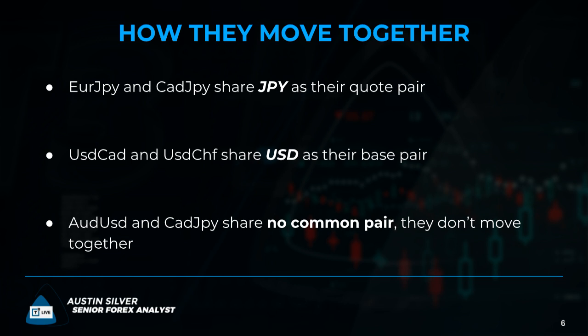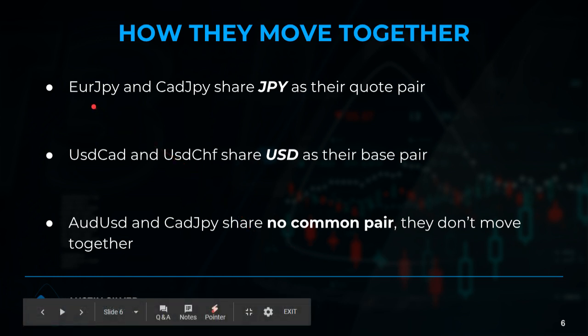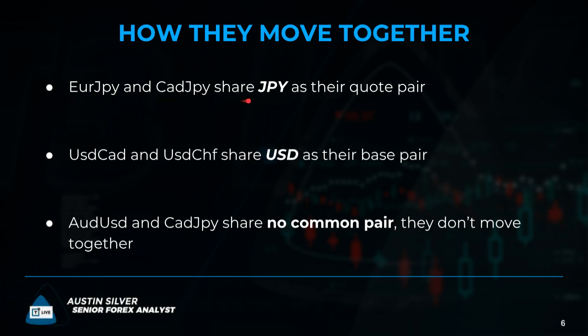That's where we get down into it, right? Today, and I'm going to go over this example with you in a second, you have Euro JPY and CAD JPY sharing JPY as their quote currency. They both are yen quote pairs, see, JPY is on the back end. That would tell us that they should move together. USD CAD and USD CHF share their base currency. That would tell us that they should move together.